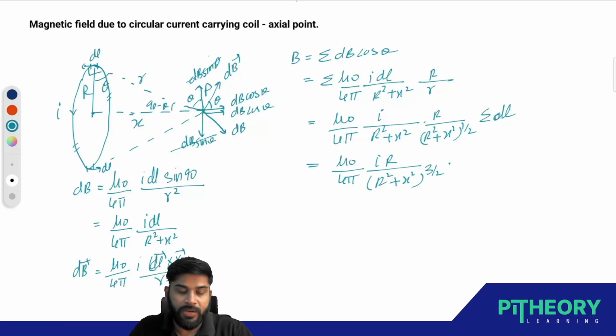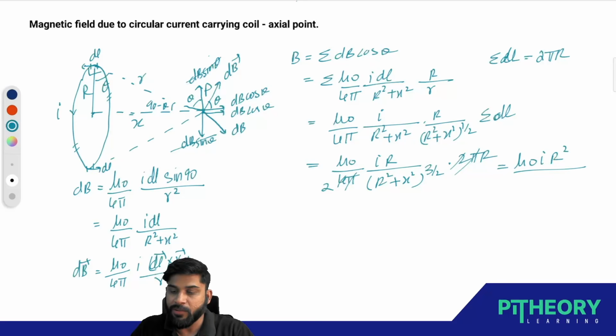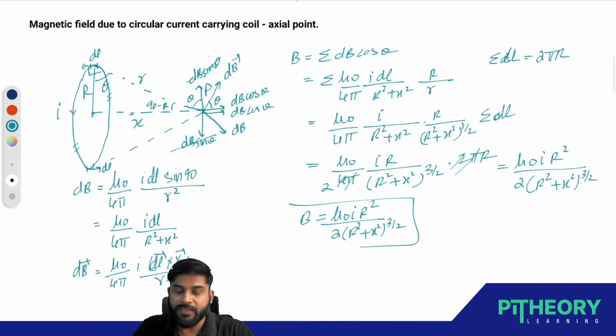Into summation dl, which is the total length of the circular loop, nothing but 2 pi r. So this will become 2 pi r. Pi cancels, 2 and 4 cancel to 2, and r into r gives r square. So you'll get mu naught I r square divided by 2 into r square plus x square whole to the power 3 by 2. And this is the magnetic field at the point P due to the circular current carrying coil: mu naught I r square divided by 2 into r square plus x square whole to the power 3 by 2. That's the relation that we want here.